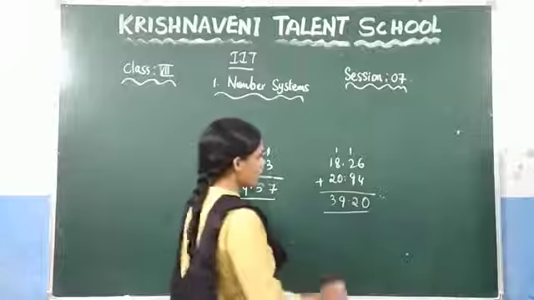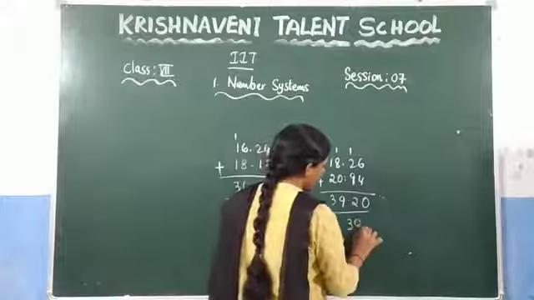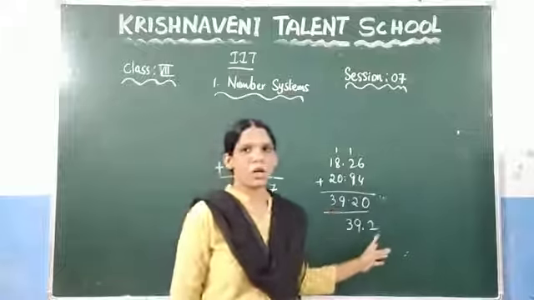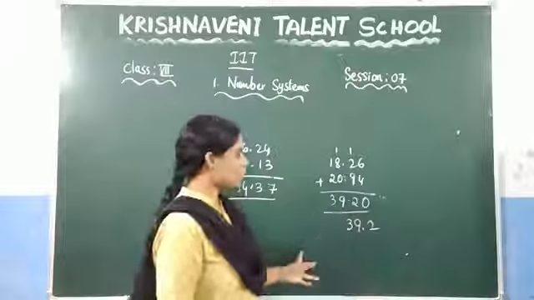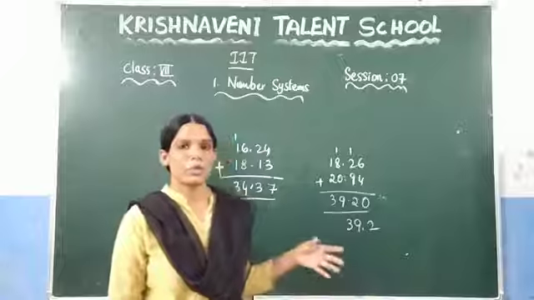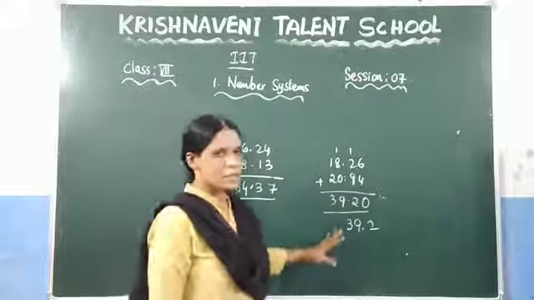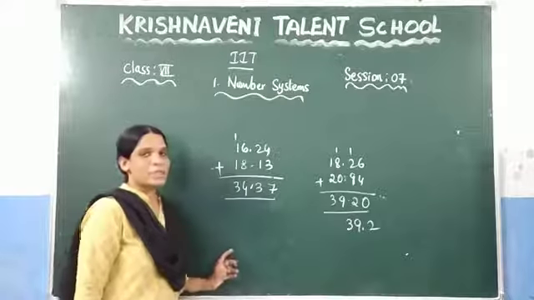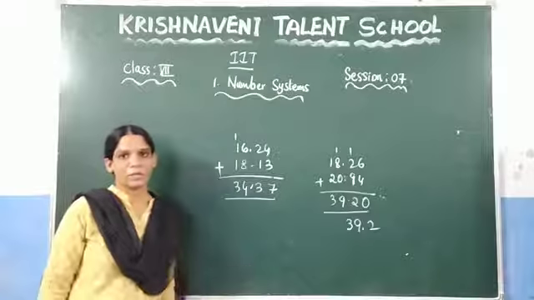This one you can write as 39.2. Both are the same. 0.20 or 0.2, both are the same, and after the decimal point if you have any 0 at the end you can remove that and write it like this. 39.20 is nothing but 39.2. Like this you have to add two decimal numbers.